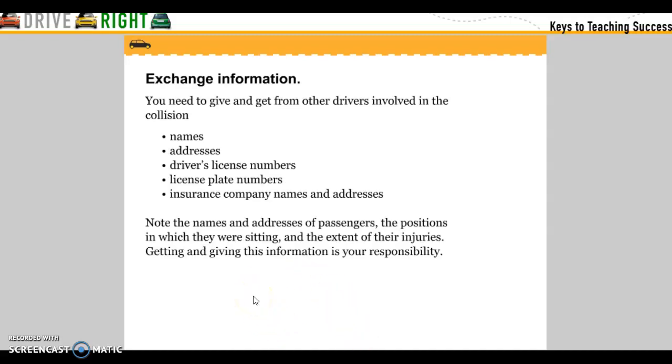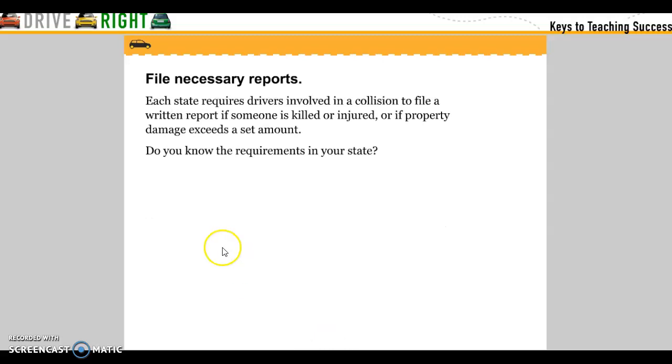Exchange information. You need to give and get from other drivers involved in the collision their name, address, driver's license number, license plate number, and insurance company name and address. Note the name and address of passengers, the position in which they are sitting, and the extent of their injuries. Getting and giving this information is your responsibility.